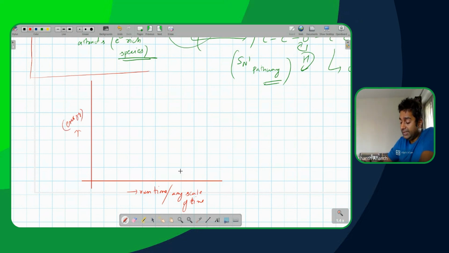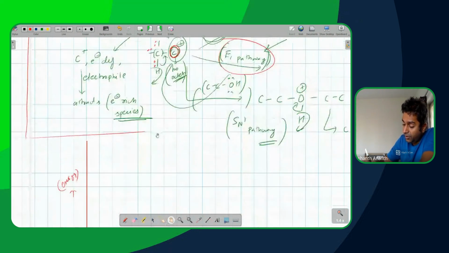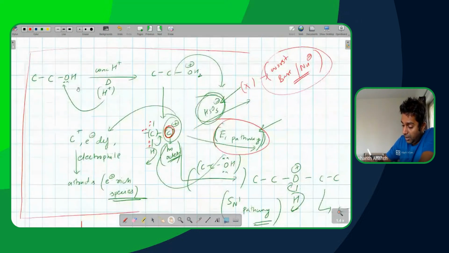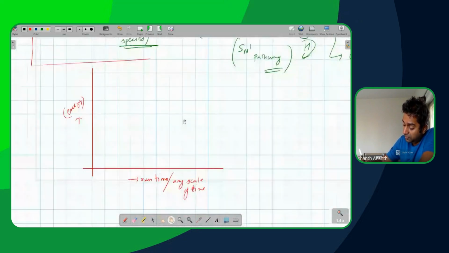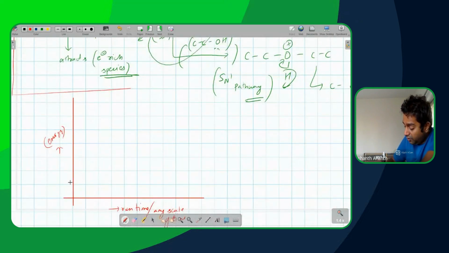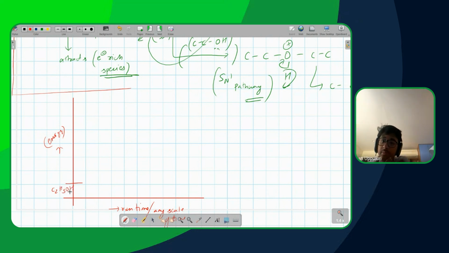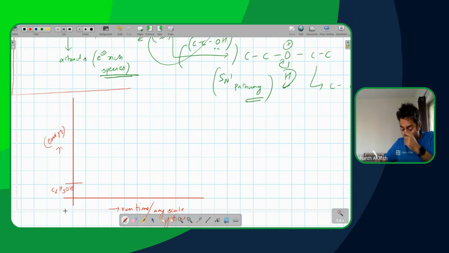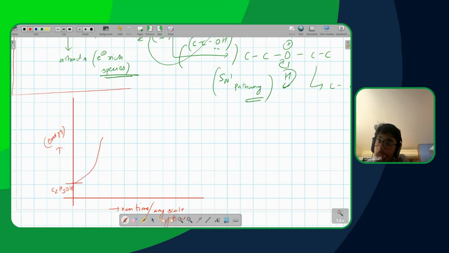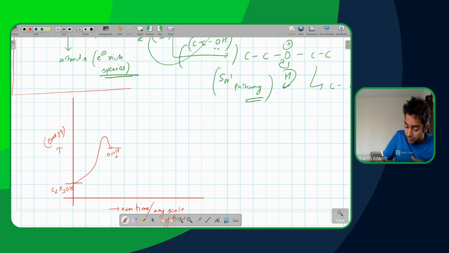So in this here, how is this going to look? Let's say I'm starting off with alcohol, ethanol. So I start off with C2H5OH at this level. Stable. Now, what happens first? This effectively ends up becoming C2H5OH2 plus. So very high energy.